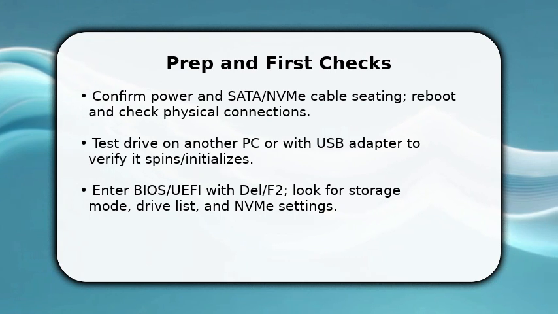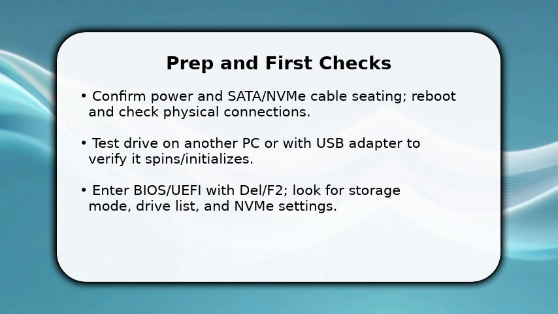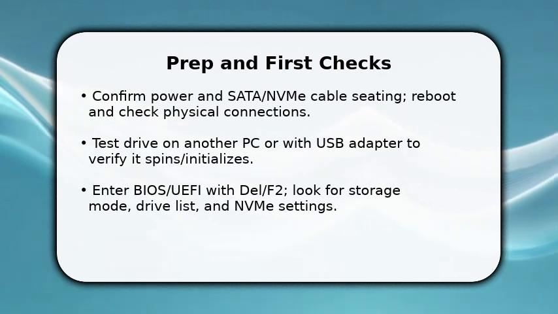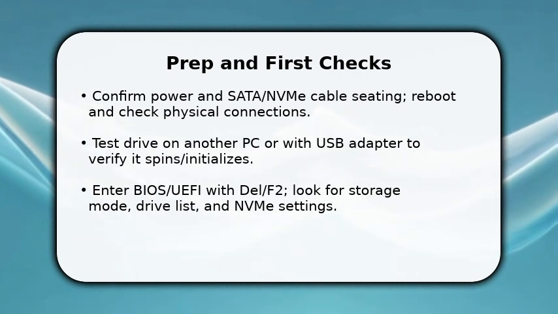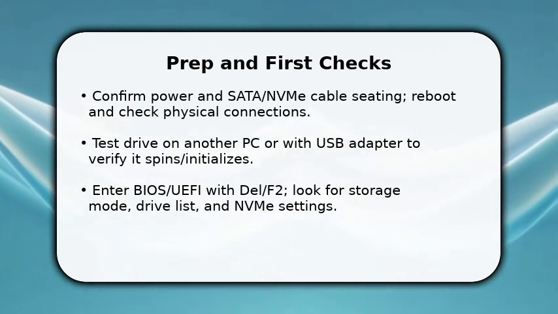Navigate straight to storage configuration. Make sure NVMe, SATA controller mode, or M2 slot is enabled. This is where the motherboard either exposes or hides attached drives, and toggling settings will often make it appear.